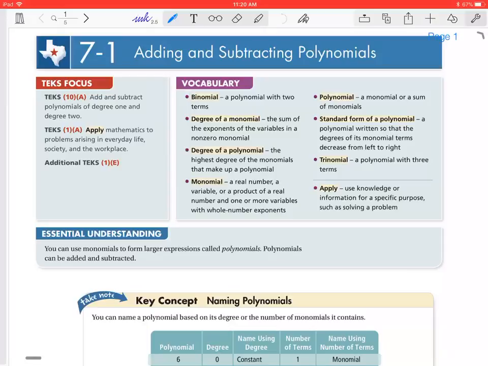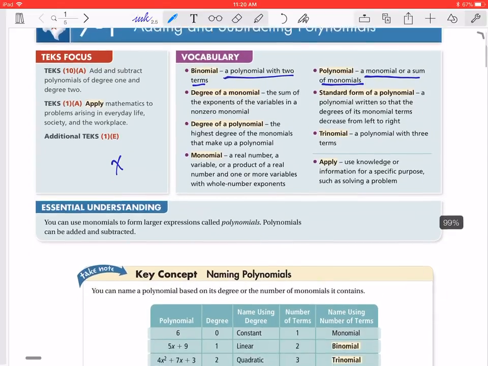A binomial, if we look at our definition here, up at the top, a binomial is a polynomial with two terms. A polynomial is a monomial, or a sum of monomials. We're going to talk about that in just a second. That's the value of x, or some term that we have.